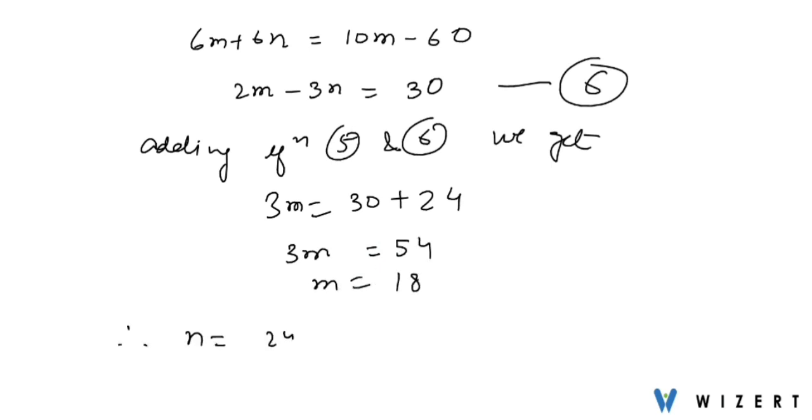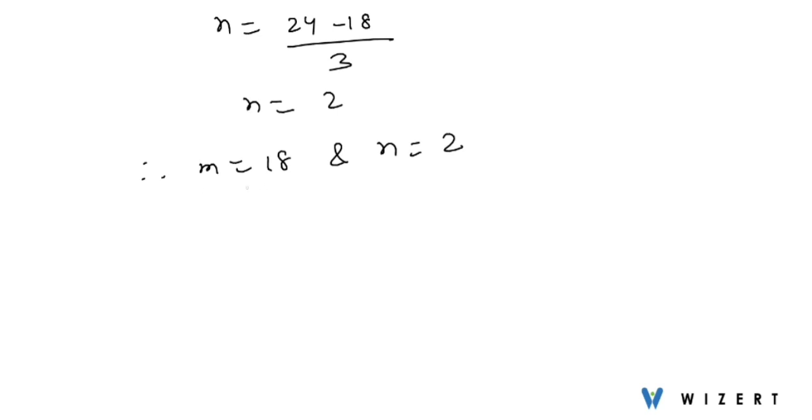Therefore n can be written as (24 minus m) by 3. This we have used from equation 5. So substituting the value of m as 18, we can get the value of n as 2. Therefore m is 18 and n is 2. So this is the answer.